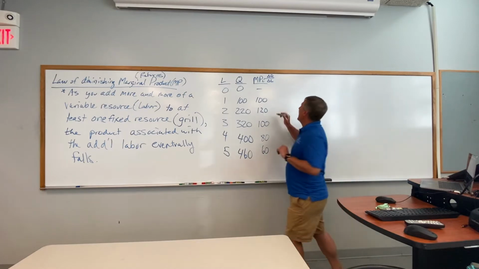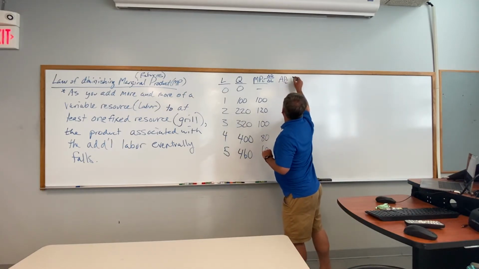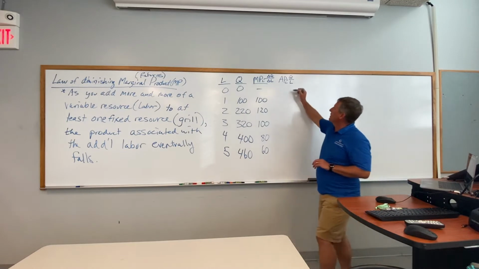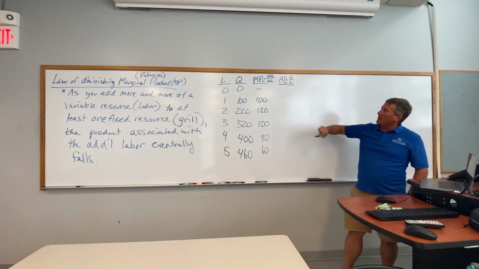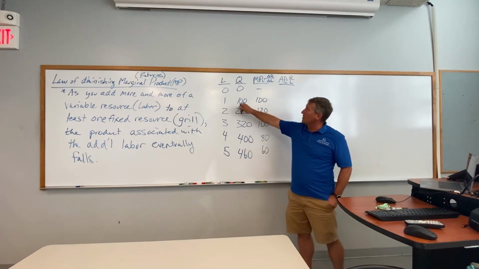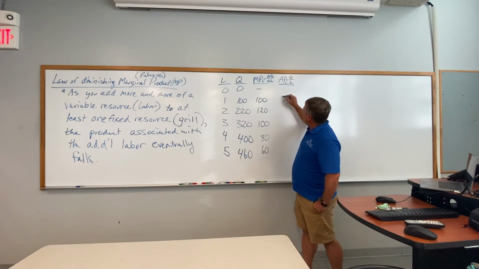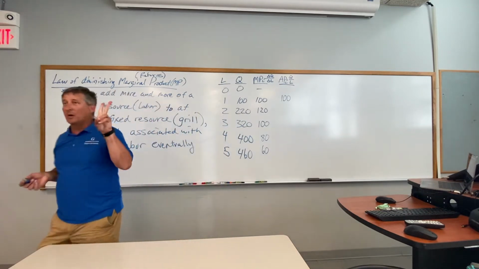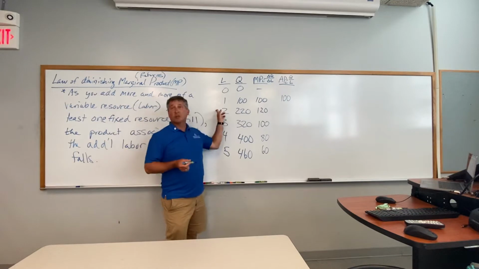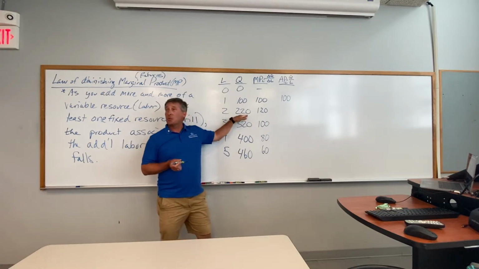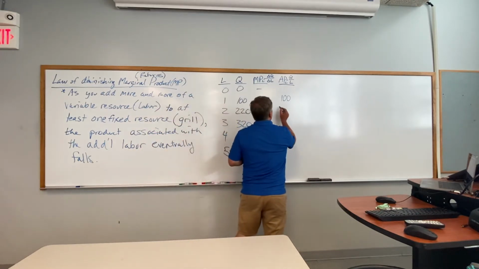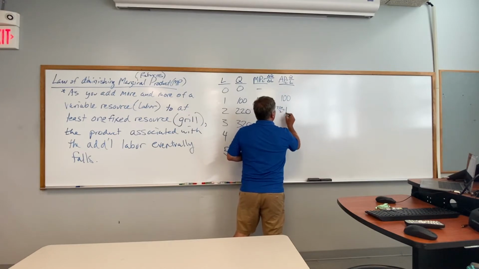Okay, so how about the average products? The average product of labor is the total quantity being produced divided by the labor being used to produce it. So if I have 100 hamburgers and 1 Russ, then on average, each Russ is producing 100. What's the average product when I have 2 Russes? 110, right? So all we're doing is saying we're making 220 from 2 people. 220 divided by 2 is 110.